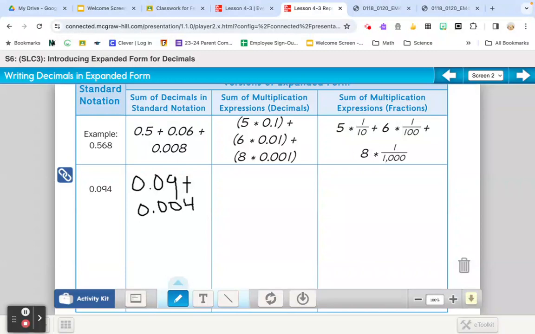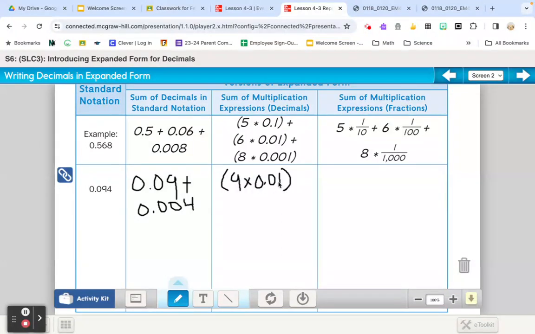Relatively easy. So then if we go to the sum of multiplication expressions, we have a 9, so we need a parenthesis in our hundredths place. So it's 0 and 100th. Don't make the silly mistake of putting a 9 there also. It's easy to do, so double check.